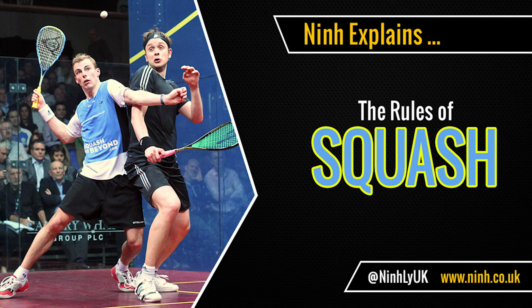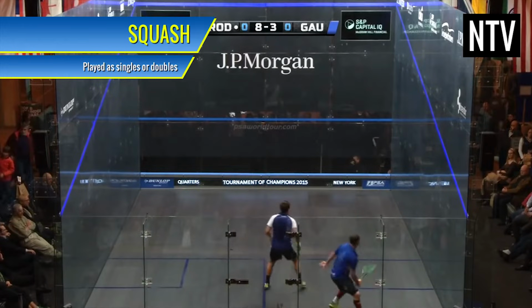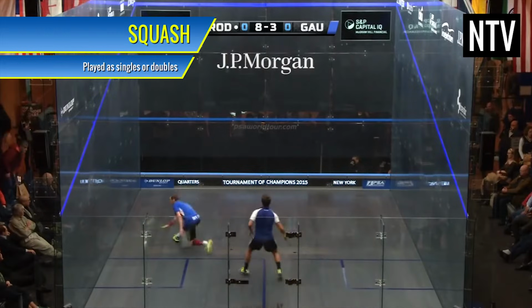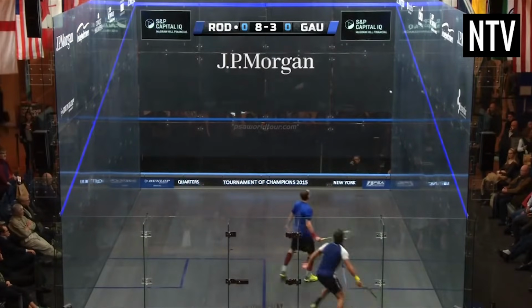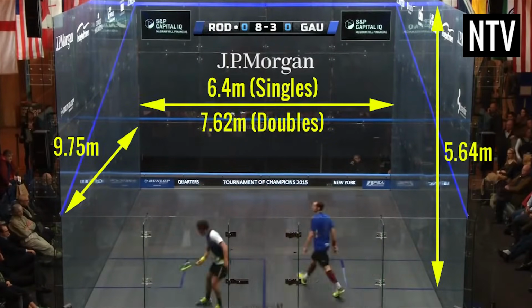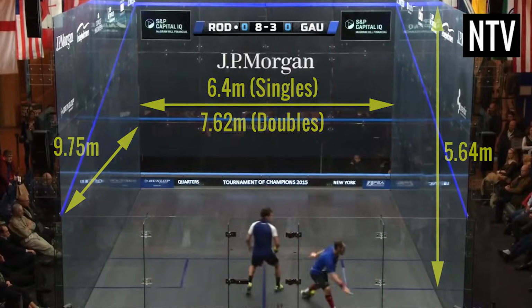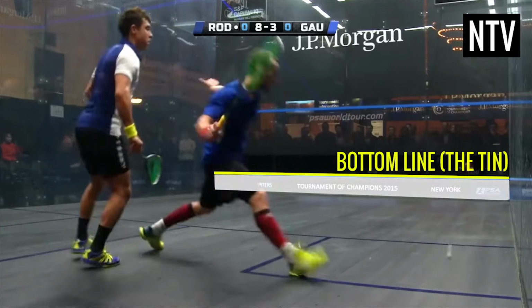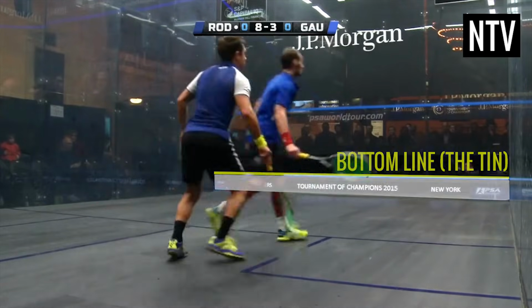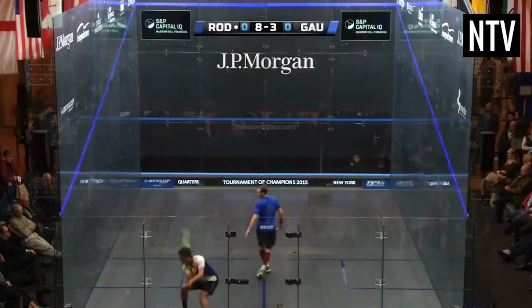Ninh explains the rules of squash. The object of the game is to score more points than your opponent. Squash is played indoors on a court with these measurements for singles and is slightly wider for doubles. This is the bottom line, commonly referred to as the tin, and the ball cannot be hit below this line.